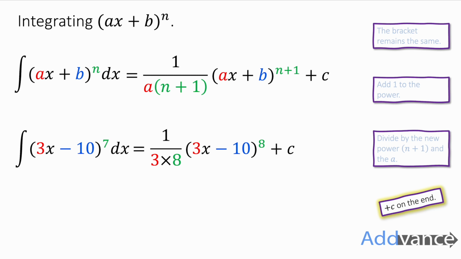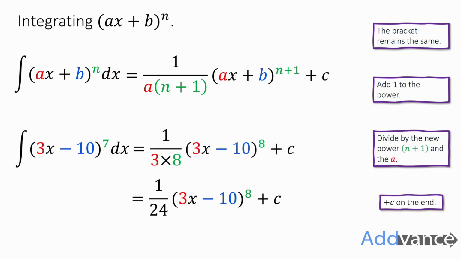So it's the same bracket to one higher power, divide by the 3, divide by the 8, and put a plus c on the end. That's it. And we can simplify it a little bit. 1 over 3 times 8 is 1 over 24. So we just simplify that 3 times 8, and that's absolutely finished. That is it. That's done. Okay, so that's the rule for when you've got ax plus b to the power n. That's how you integrate it.